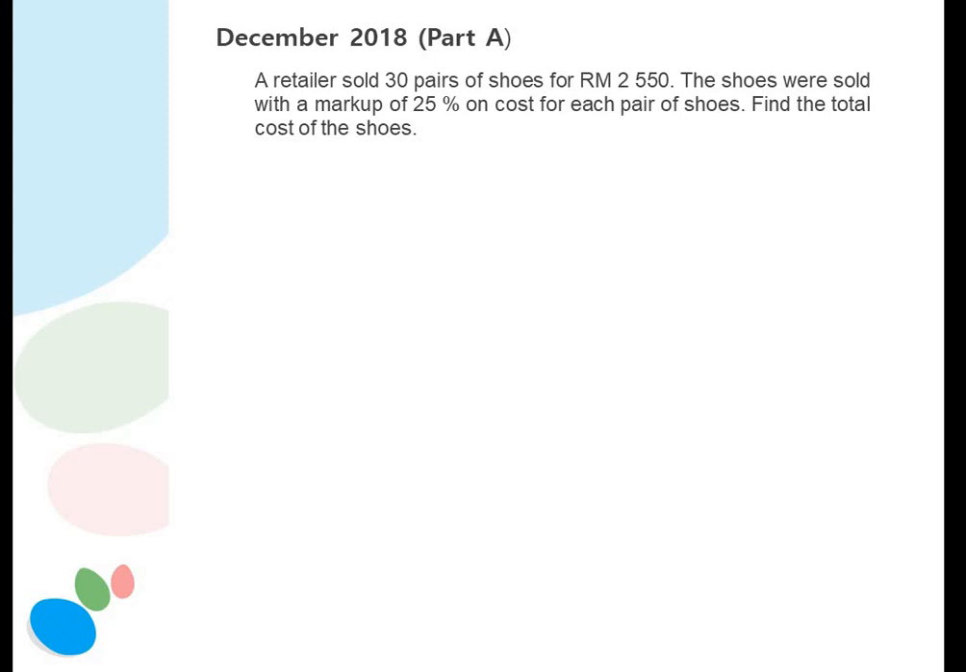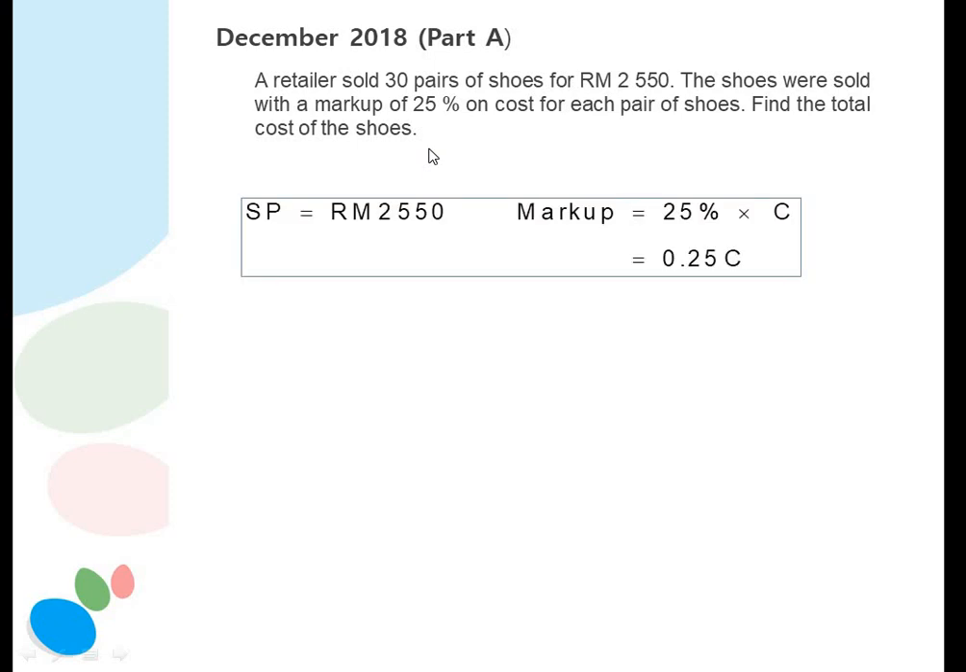Next question from December 2018, part A. A retailer sold 30 pairs of shoes for RM2550. Okay, this is the price for 30 pairs of shoes. The shoes were sold with a markup of 25% on cost for each pair of shoes. Find the total cost of the shoes. Okay, the selling price is RM2550, because the retailer sold 30 pairs of shoes for 2550.